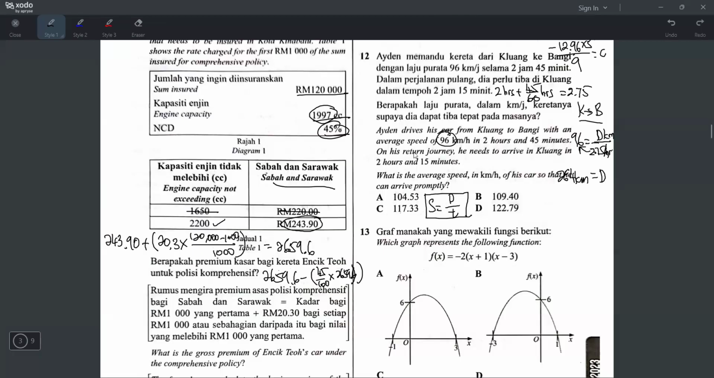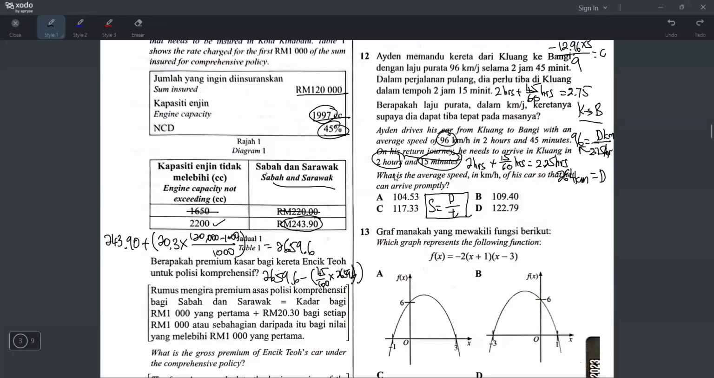Okay, now for the return journey. For the return journey, he needs to arrive in Klang in 2 hours and 15 minutes. I have to convert to hours also. So 2 hours, the 2 is already in hours, so no need to convert. But the 15 must be converted to hours, and the way is to divide by 60. Then you get hours. So I will press this and see what I get. 2 plus 15 divide 60. Okay, I get 2.25. So this one is 2.25 hours for the return journey.